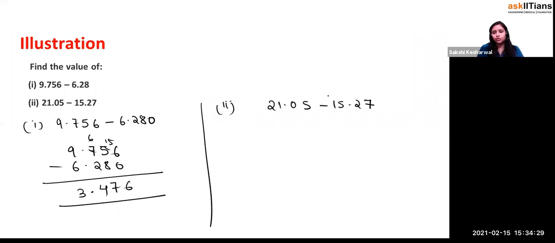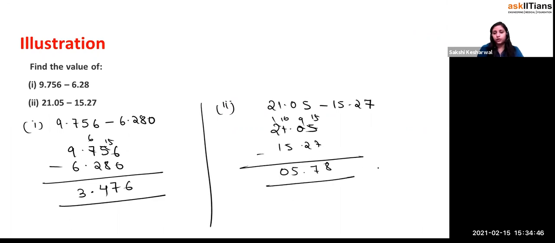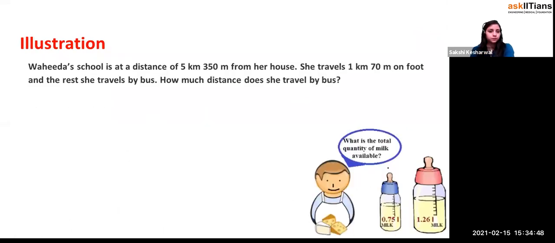Coming to the second part, it says 21.05 minus 15.27. Both of them are like decimals, so you do the direct subtraction. So 21.05, no conversion is required, minus 15.27. Now do the subtraction. So this will be 15, this one will be 9. So this is 8, and 9 minus 2 is 7, and this will be 10, and this will be 1. So this is 5, 0. So 5.78 is your answer.